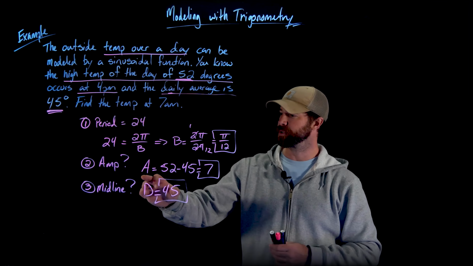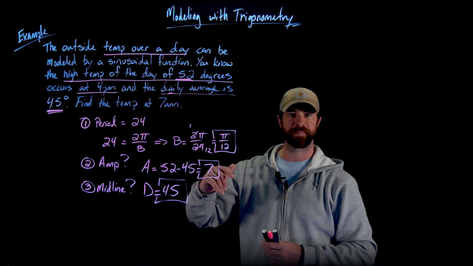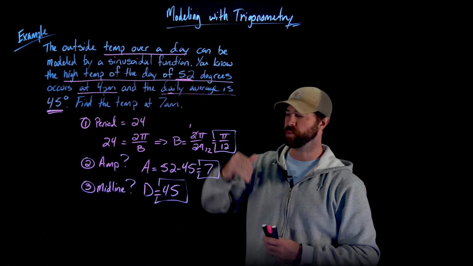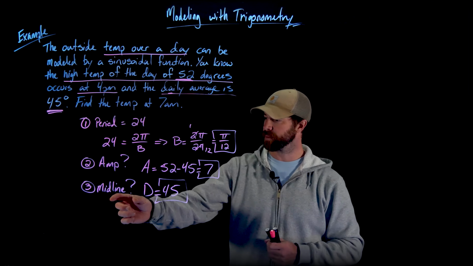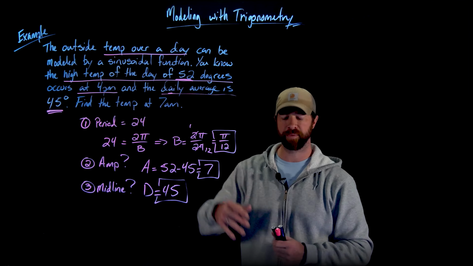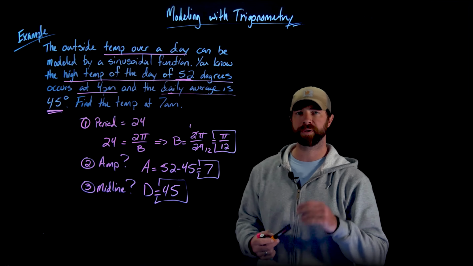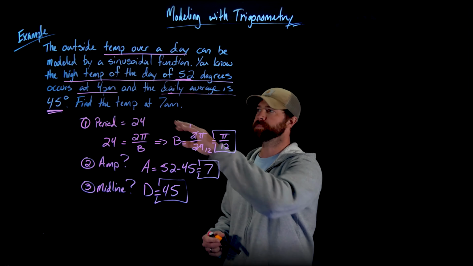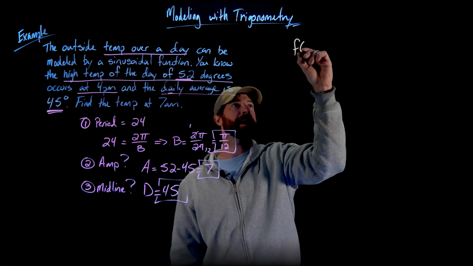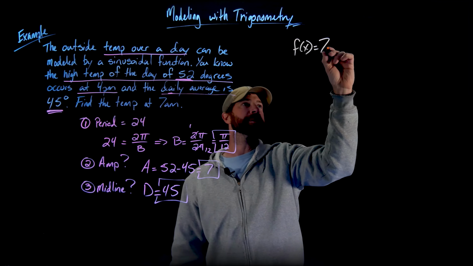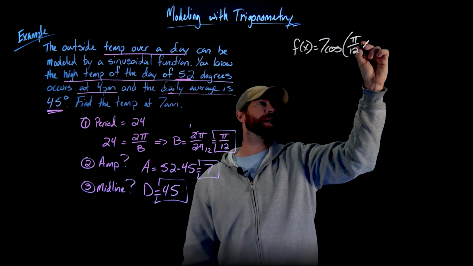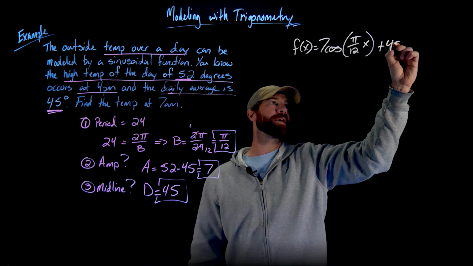I found my amplitude. In this case, I just investigated the difference between the maximum and the midline value, because that is, by definition, what amplitude is. My midline, which is this vertical shift, is 45, so I get that midline of 0 up to 45. And I decided on the cosine function, because I've been given this max or high temp. So as of right now, what I have as a model is 7 times the cosine of pi over 12 times x, plus 45.